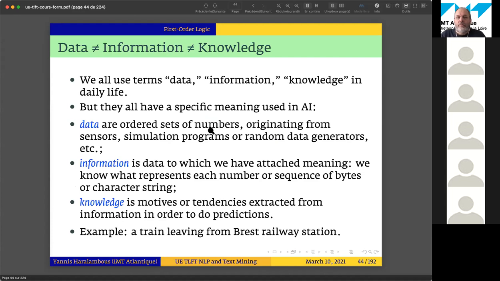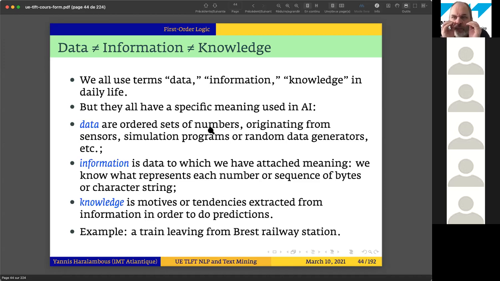This is a very important slide because it gives the terminology I use and the terminology that is relevant in artificial intelligence. In other sciences, in other domains, terminology may be slightly different. Here we use this terminology: what is data, what is information, what is knowledge. Information is data with meaning. When I give you a number, you know what this number represents. And knowledge is connected to prediction. If I can predict something, then it means I know the mechanism that will make it occur. And this mechanism is knowledge, not just data.